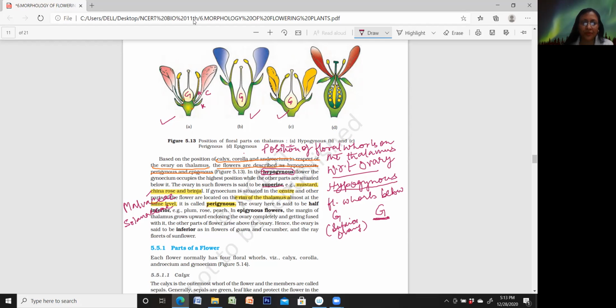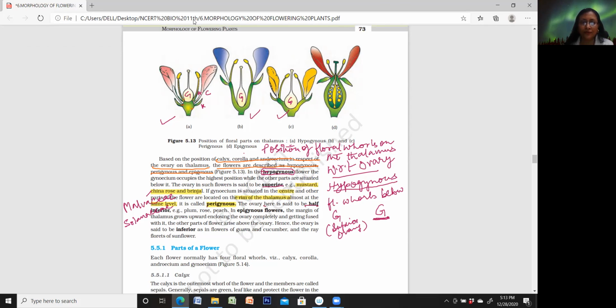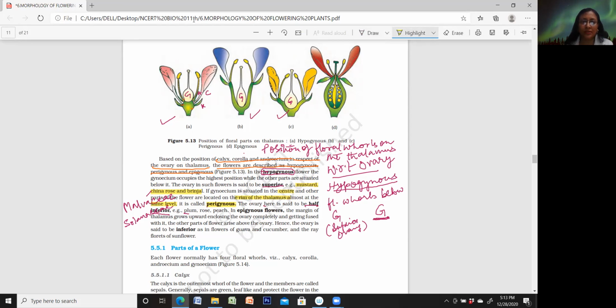It's given here. You can see the ovary here is said to be half inferior, which is the same as saying half superior. The examples are very important because over the years they have been asked many times: plum, rose, peach. So it's an examiner's favorite. Perigynous, half superior, half inferior, is found in plum and peach, which are Prunus. I'll write the genus names. You can note them down in your notebook. Prunus, so this is for the plum and peach.